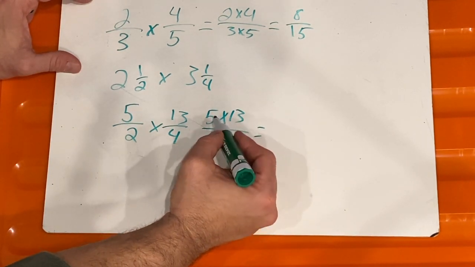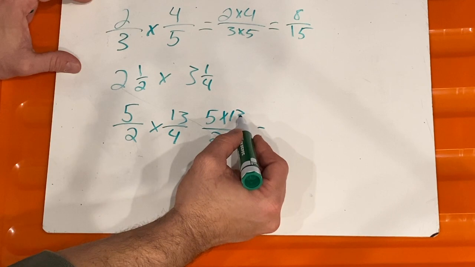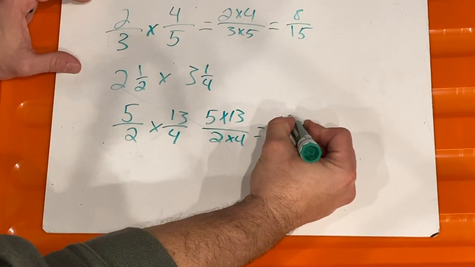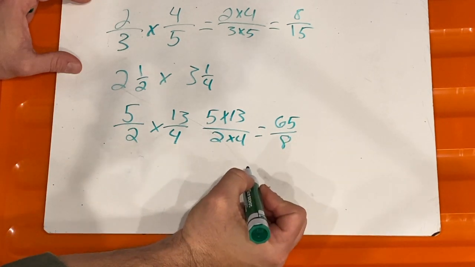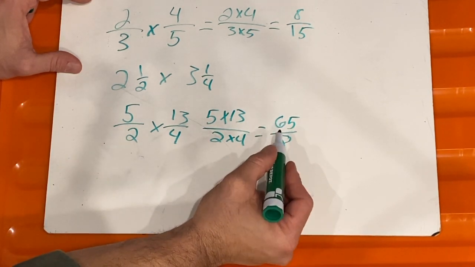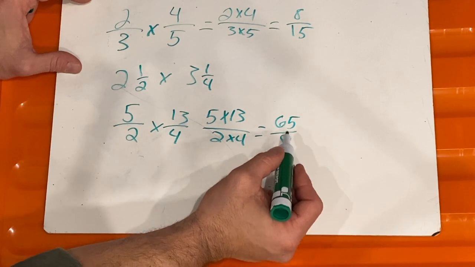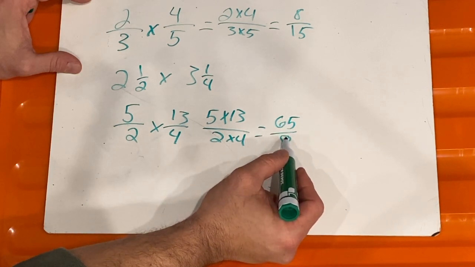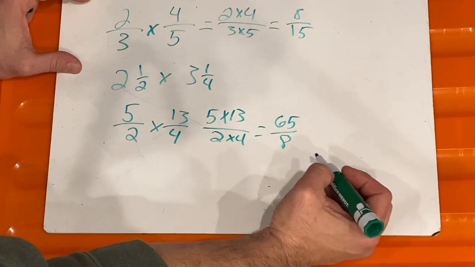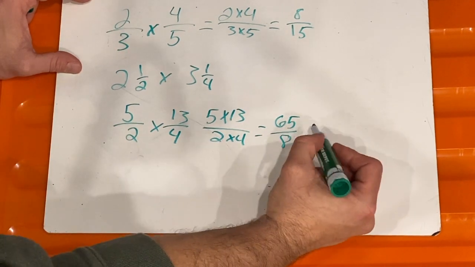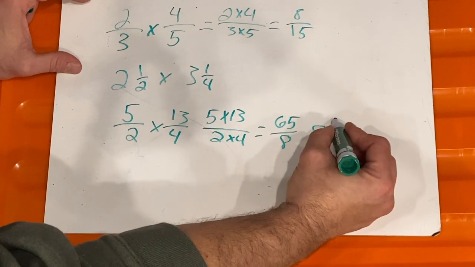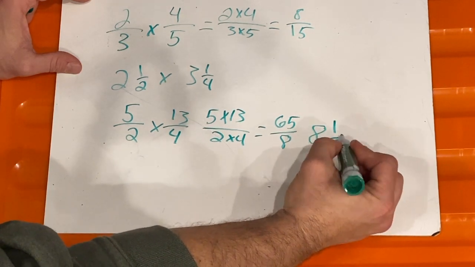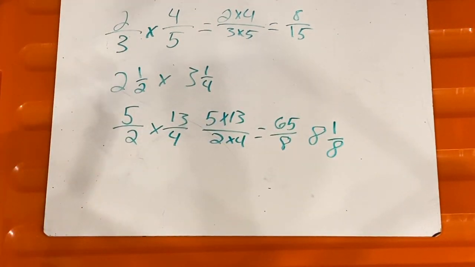5 times 13 is 50 plus 15, which is 65. And 2 times 4 is 8. Then we have to convert that improper fraction to a mixed number. 65 divided by 8. 8 goes into 65 8 times with 1 left over. So your answer would be 8 1/8. Hope that helps you remember how to do it.